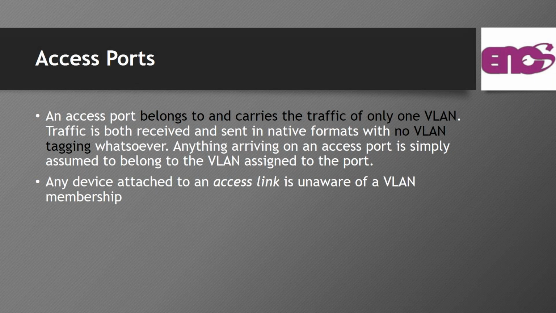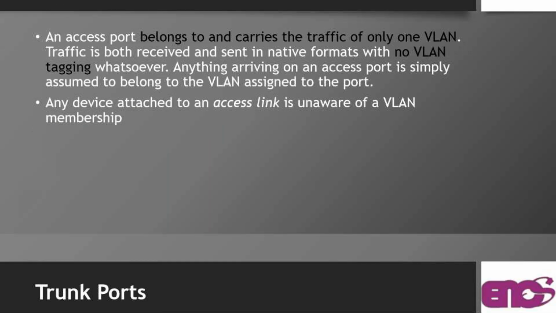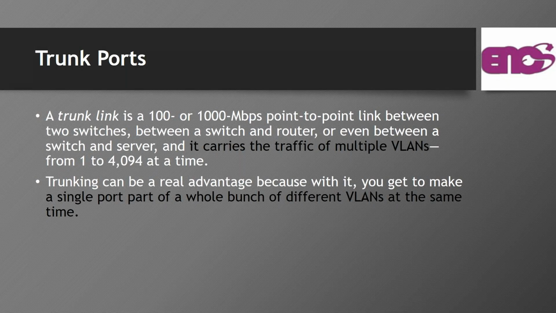So an access port belongs to or carries traffic for only one VLAN, for only one source, for only one network, for only one LAN, virtual LAN. That is what an access port does. While a trunk port carries many VLANs. It's more like a bundle, for many VLANs.